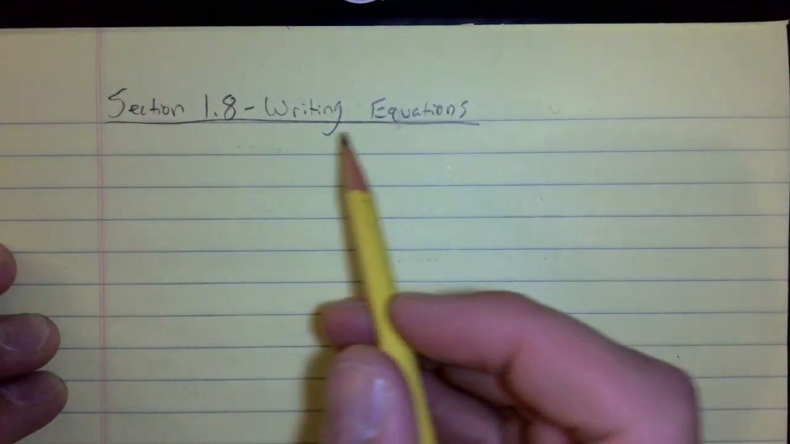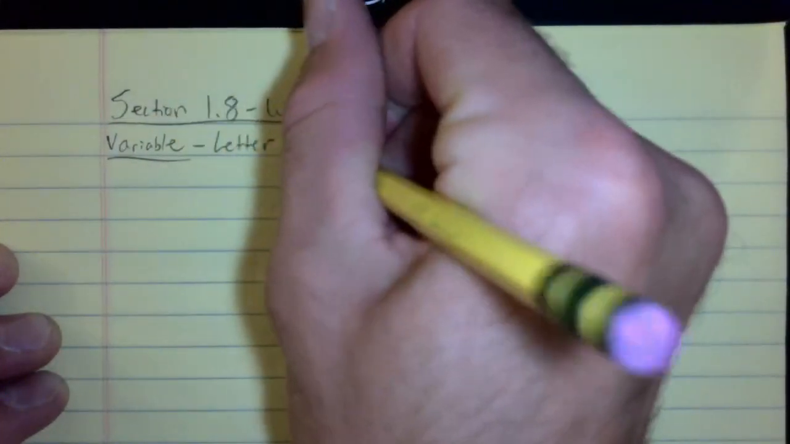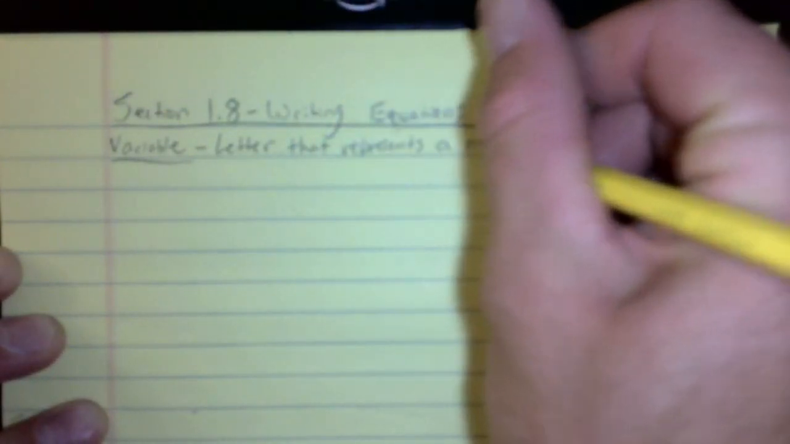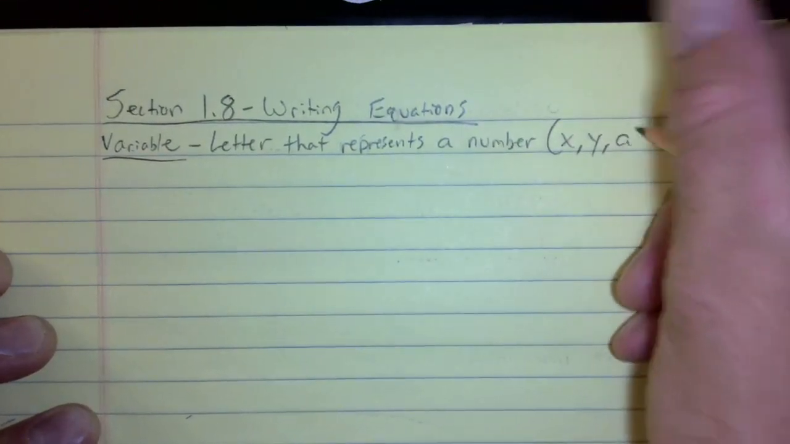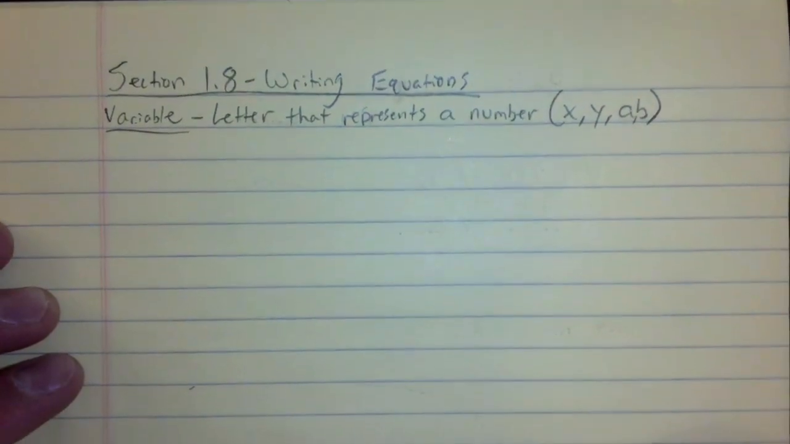And so when you look at writing equations, first off, what you're going to see is what a variable is. So what is a variable? Well, a variable is a letter that represents a number, such as x, y, a, and b.